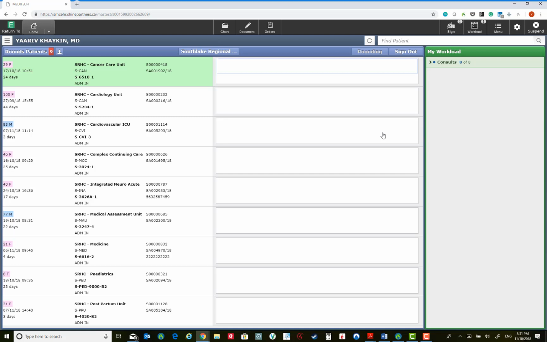Sign-out comments are not part of the main health record and are not part of the legal e-chart. The patient can have multiple sign-outs, one between each of the group of specialists looking after the patient.